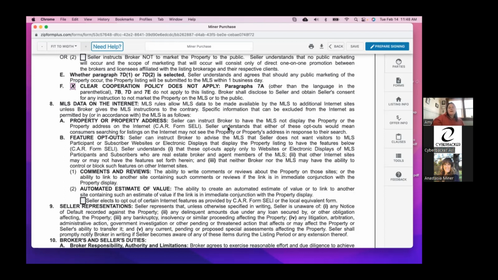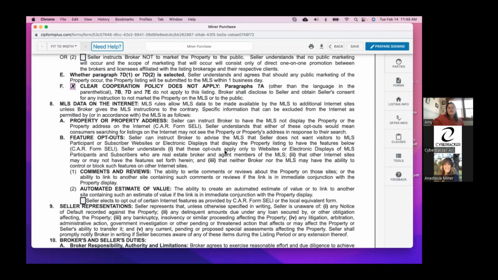Seller can instruct broker to have the MLS not display the property or the property address on the internet. CAR form SELI. Seller understands that either of these opt-outs would mean consumers searching for listings on the internet may not see the property or property's address in response to their search. Feature opt-out: seller can instruct broker to advise the MLS that seller does not want visitors to MLS participant or subscriber websites or electronic displays of the property listing to have features below. We would also do this on CAR form SELI.